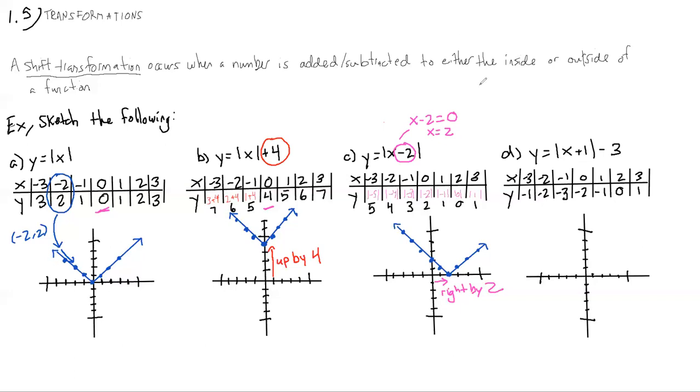So I'm going to plot these points: -3 and -1, -2 and -2, -1 and -3, and then 0 and -2. So we can see there's that bounce there. 1 and -1, 2 and 0, and 3 and 1. Yeah, so if we put this together, again, hopefully you can see that V shape occurring.